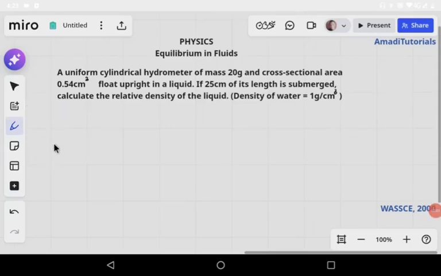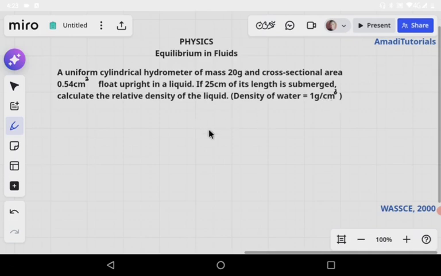Alright, welcome. Let's take this question on equilibrium of fluids. It's a WAEC question, WASSCE. It says a uniform cylindrical hydrometer of mass 20 grams and cross-sectional area 0.54 cm square floats upright in a liquid. If 25 cm of its length is submerged, calculate the relative density of the liquid. Density of water equals 1 gram per cm cube.